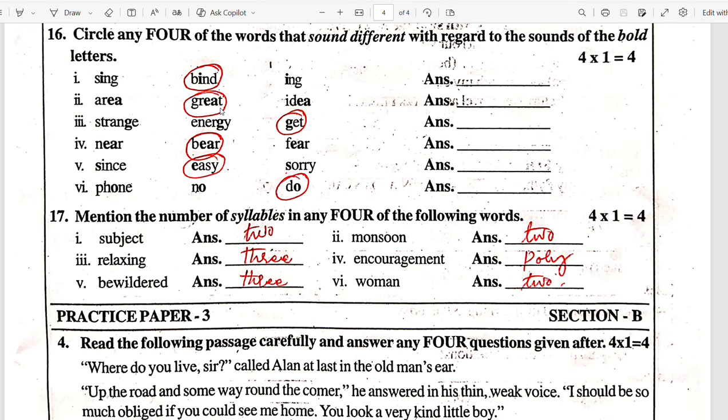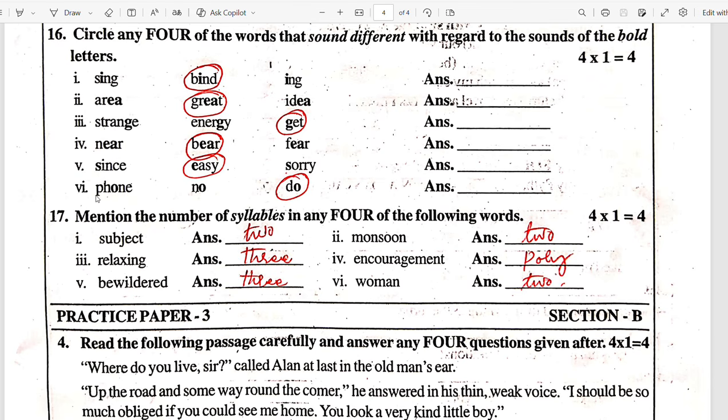Next, area, great, idea: area and idea go together, while great is pronounced differently, with an A sound. Strange, energy, get: in strange and energy the G has a J sound, while get has a hard G sound. Near, fear, bear: bear is pronounced differently. Since, easy, sorry: since and sorry go together, while easy is pronounced differently.